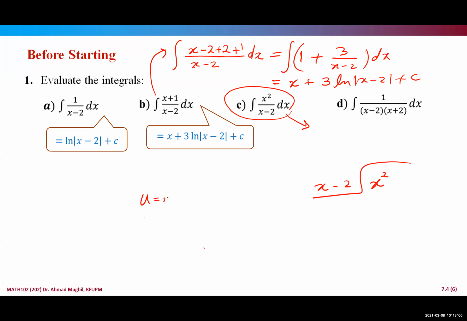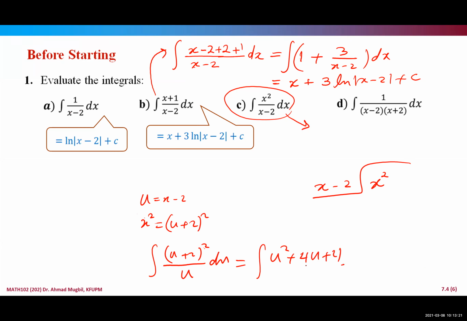You can also put u equals x minus 2. Then x will be u plus 2. Then x squared will be u plus 2 all squared. You will put it like this, all squared over u, and here you will have du. You can do it and then expand. It will be u squared plus 4u plus 4 over u. You can solve it, Shabab, but it will be long this way, and I think it is better here to use long division.